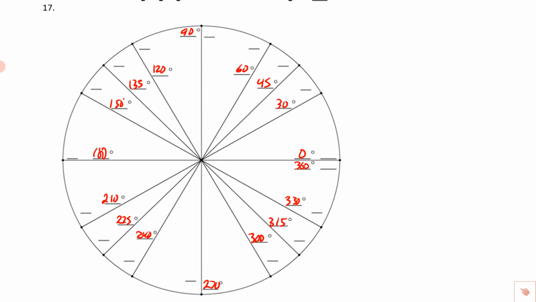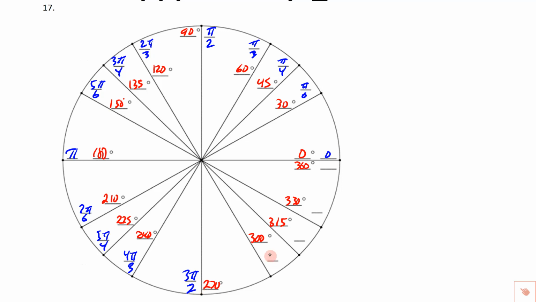Now, if I go around the outside and I label the radians, 0 radians, this is going to be pi sixths. This is going to be pi fourths, pi thirds, pi halves. Okay, and then over here, this is 2 pi thirds. This one is 3 pi fourths. This one is 5 pi sixths, and this one's pi. And then we have 7 pi sixths. This one is 5 pi fourths. This one is 4 pi thirds. This one is 3 pi halves.